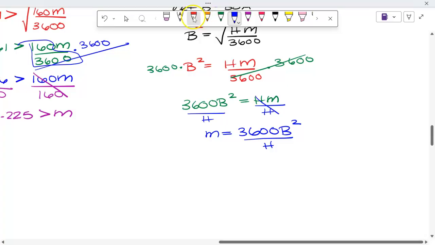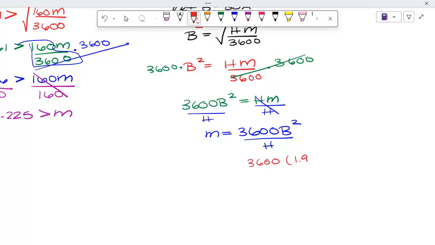In other words, if I was to do that, I would go, okay, so I got 3,600 times B, which we had identified B was the 1.9. So I'd have this 1.9 squared. And then we would divide that by H, which was 160.